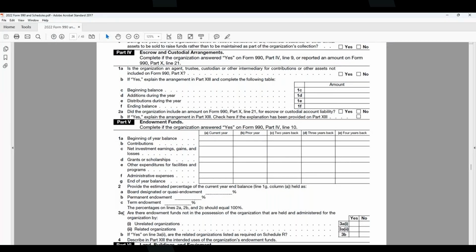In line 3 is where you would disclose where the funds are held, if it's held by the organization or somewhere else or by a different organization. And then line 4 is where you would describe the intended use of the organization's endowment funds.